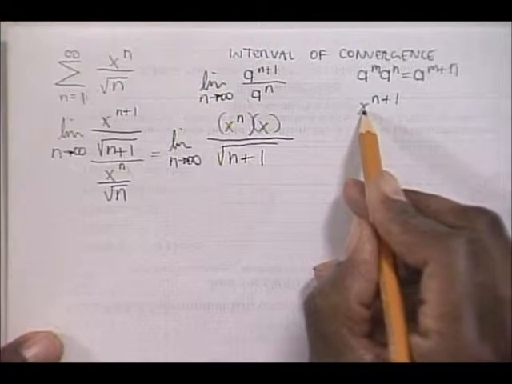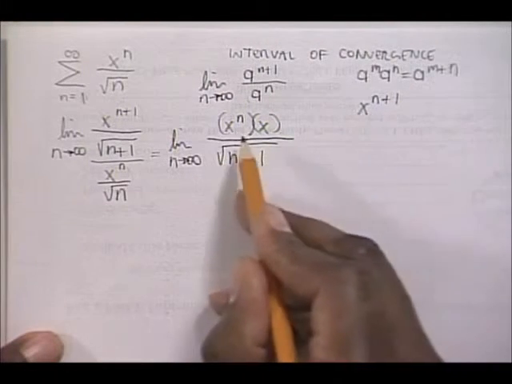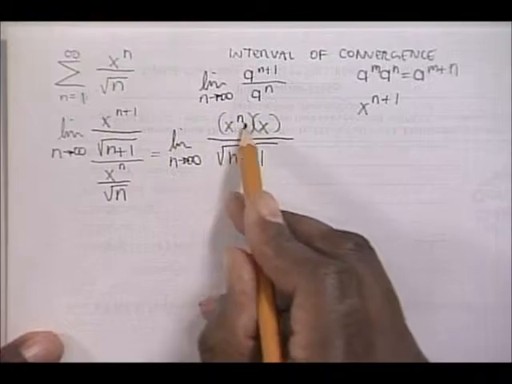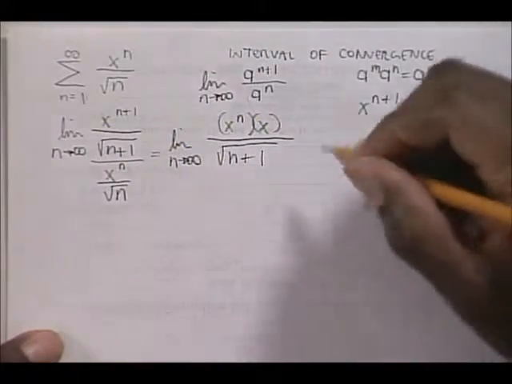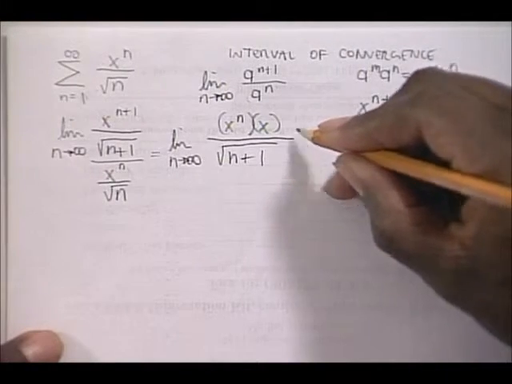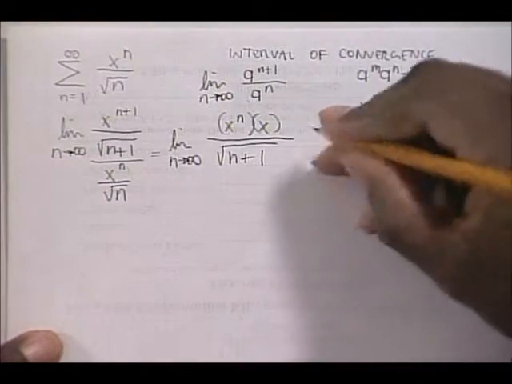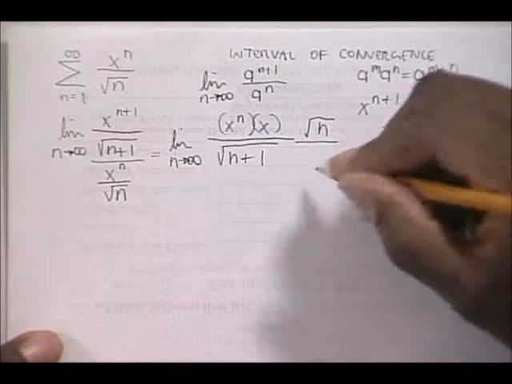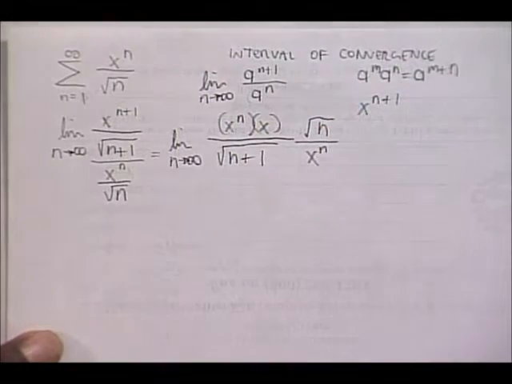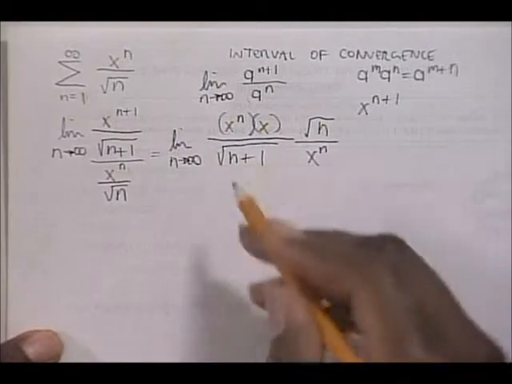So what I have is x to the n plus 1. That can be turned into the product x to the n times x to the 1. That's what I did here. That's how I got that. So now that's going to be multiplied by the reciprocal of this. So we end up with radical n over x to the n, and you're going to evaluate this limit.